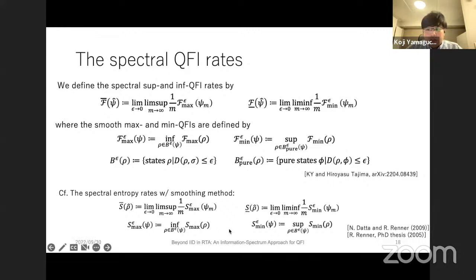In the smoothing method, we introduce a smoothing parameter epsilon, which roughly speaking quantifies the error. And from the minimum and maximum entropies, we can define the smooth maximum and smooth minimum entropies by the equation. And the spectral entropy rates are defined as the asymptotic rates with vanishing error. So this is the reason why we call these overline F and underline F spectral quantum Fisher information rates.